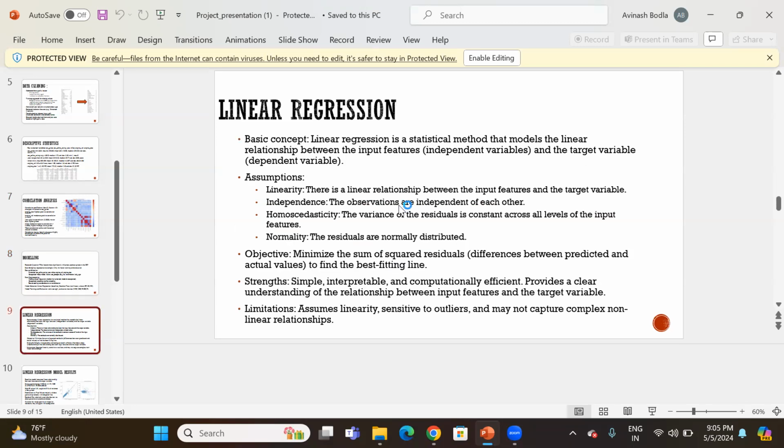Linear regression. The basic concept of linear regression is a statistical model that describes the relationship between the input features and the target variable. Linearity: there is a linear relation between the input features and the target variable. The observations are independent of each other. The variance of the residuals is constant across all levels of the input feature. The objective is to minimize the sum of the squared residuals to find the best fitting line. Limitations: it assumes linearity, is sensitive to outliers, and may not capture complex non-linear relationships.